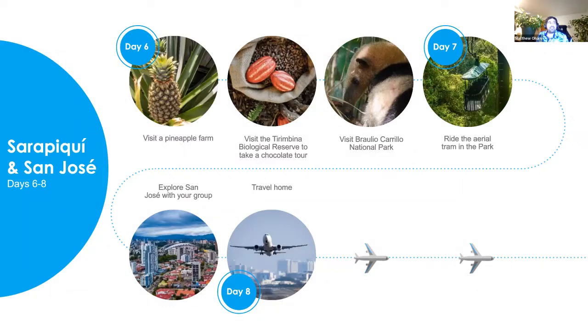We'll visit the, I can never pronounce this word, sorry, Tirimbina Biological Reserve to take a chocolate tour. We'll visit Braulio Carrillo National Park and ride the aerial train in the park. And then we'll head back to San Jose, explore the city on our last night there, and then take off for home on day 8.